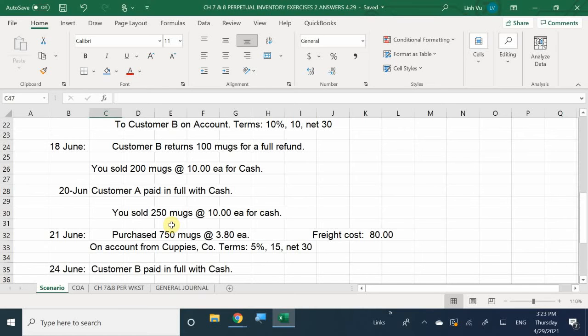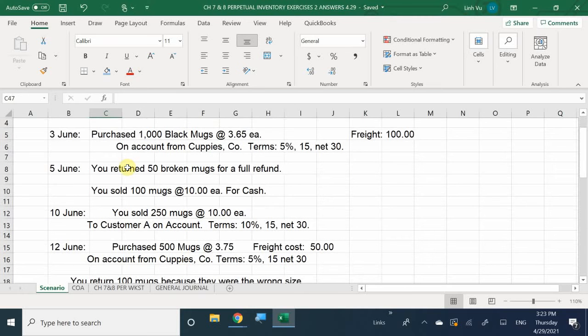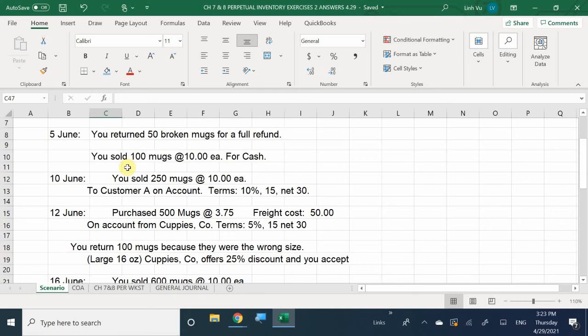Customer A decides to just pay the whole thing in cash. So let's go ahead and review. When did we actually sell the items to customer A? June 10th. Okay. What else happened to customer A?